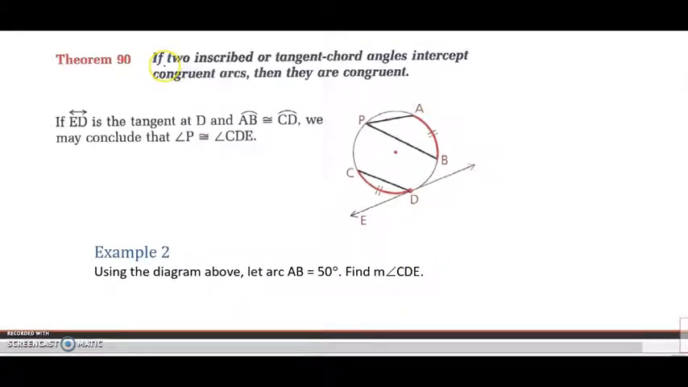Our next theorem states if 2 inscribed or tangent chord angles intercept congruent arcs, then they are congruent. Simply stated again, if angle P is A, then arc AB is 2A. We know that these 2 arcs are congruent because they're marked as such. So if CD is 2A, then the measure of angle D has to be A as well. So angle P and angle D are congruent.